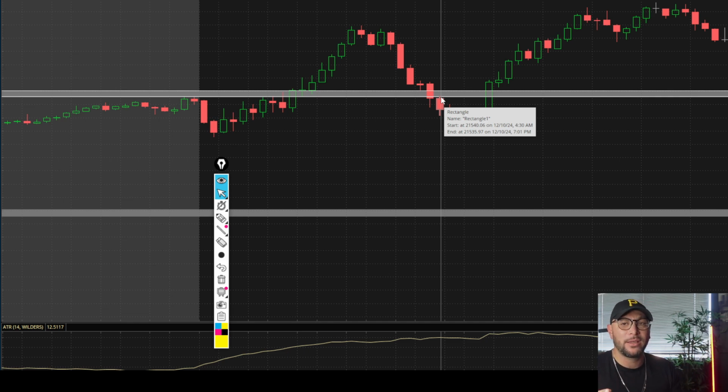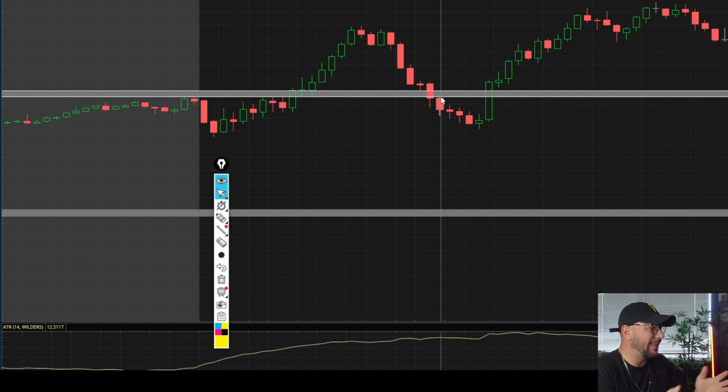Okay, and again, before you start thinking, where did that zone come from? Guys, this zone is from pre-market. We made a pre-market zone of the highs. We made a pre-market zone of the lows.